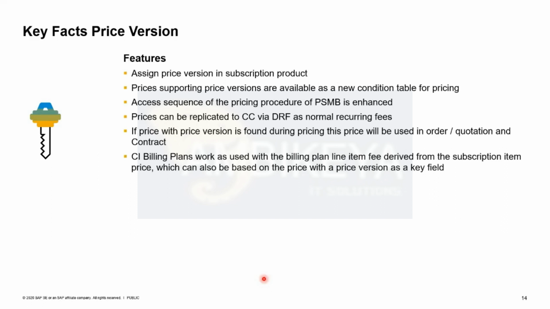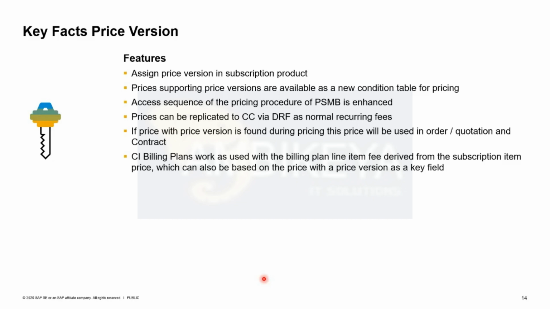Here the features are: a price version can be assigned to a subscription product. This is assigned again as the CCM version. We introduced a new access sequence in the pricing procedure for PSMB, which now also considers a price version. On the price master data, you can maintain a price-version-specific price, and during ordering time, based on the CCM version, a price version will be determined, and the price relevant for that price version will be determined in the order or a quotation.